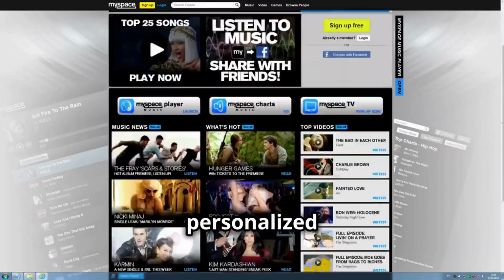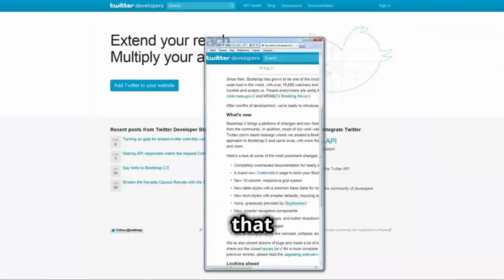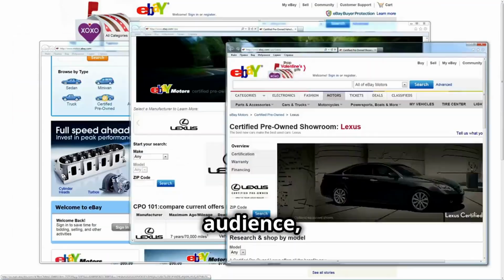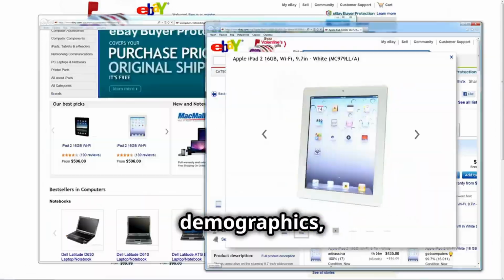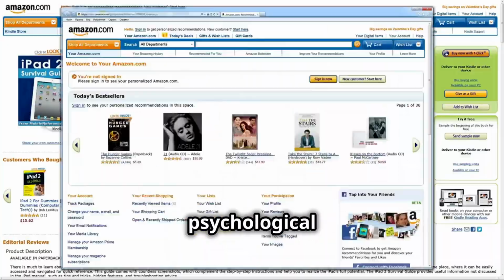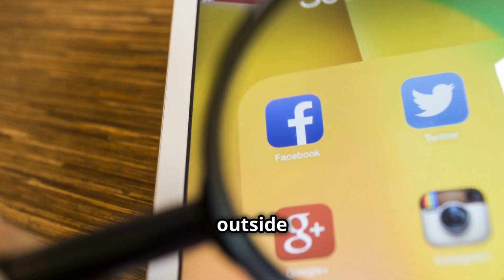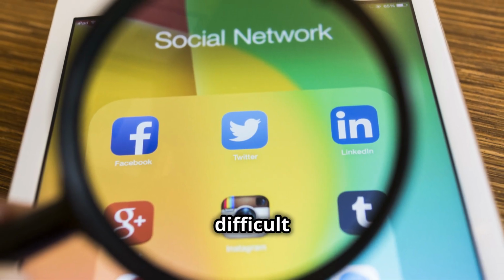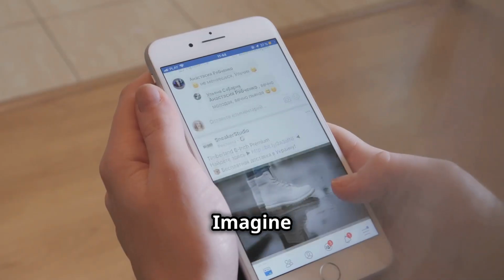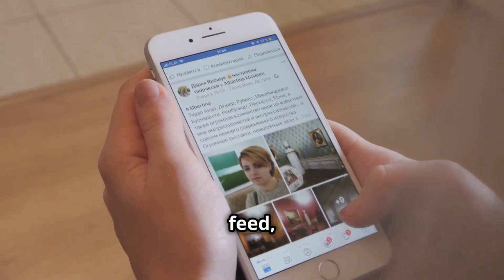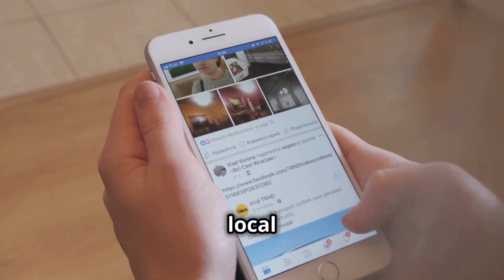Dark ads are highly personalized political or commercial messages that are only visible to a specific target audience, often chosen based on their demographics, interests, or even their psychological profiles. These ads are designed to be invisible to anyone outside the target group, making them incredibly difficult to track or regulate.